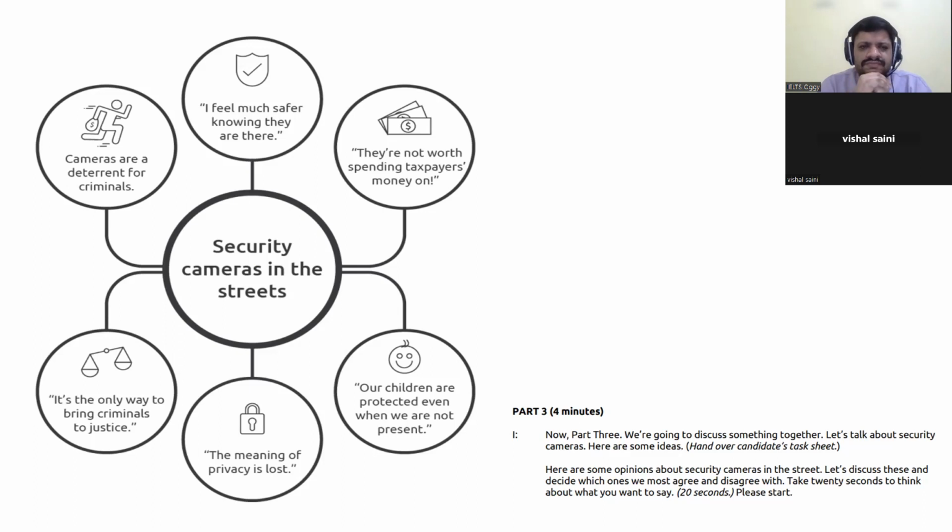Cameras are data for criminals. I don't understand this point, so I don't want to say anything on it. That's fine. Which one do you think is the most important one? The most important one is that our children are protected even when we are not present with them. I agree. And the least important one? That cameras are a deterrent for criminals.